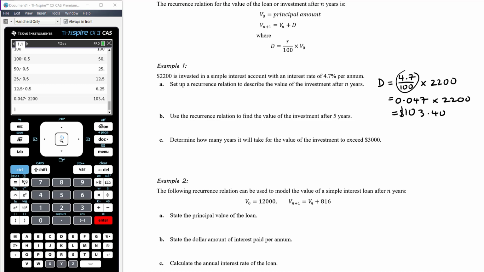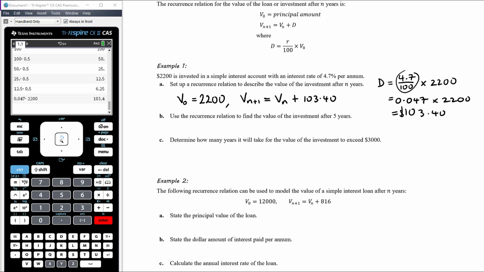So now we can set up our recurrence relation. It doesn't tell us what letter to call it, I'm just going to go with V. So V0, the value of the investment at the beginning, is $2,200. Vn+1 is going to be equal to Vn. So each term is going to be equal to the previous term plus $103.40. Okay, so the nth year, add on $103.40 and we get to the value in the n+1th year, the next year. Use the recurrence relation to find the value of the investment after 5 years. Okay, so after 5 years is V5. So sometimes you need to be a bit careful about that, because V0 is at the beginning.